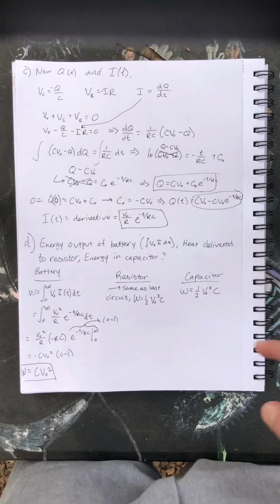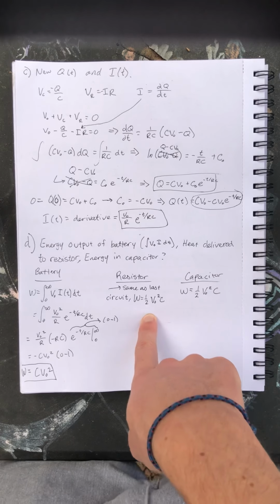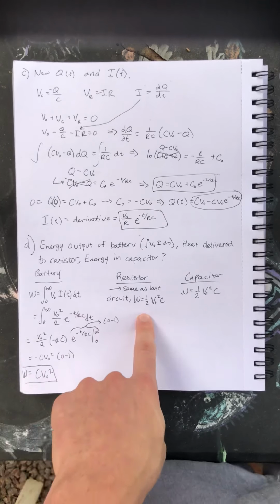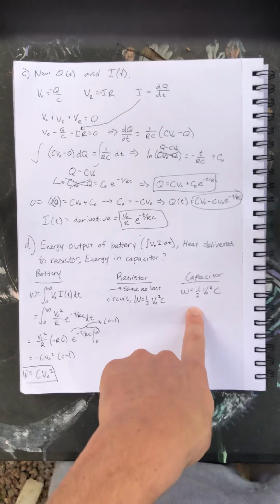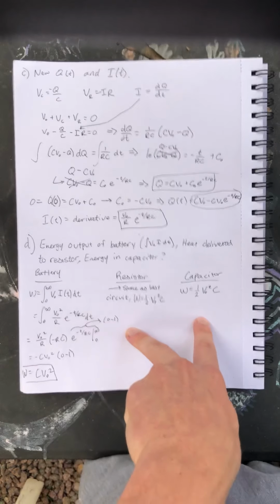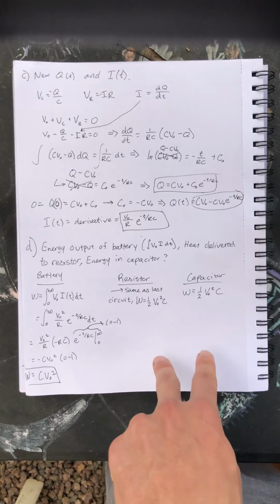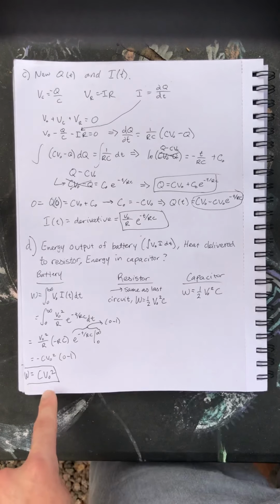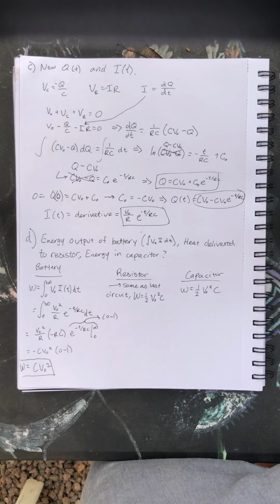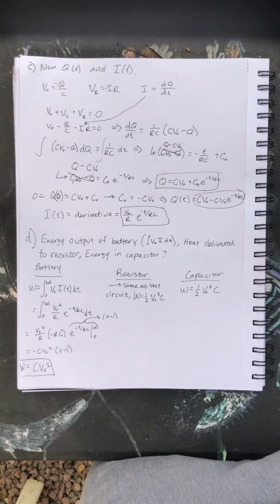But regardless, the resistor is going to be the same as the last circuit. There's no difference between these two, and so we can use the same equation there. And for the capacitor, we are also going to use the same equation as the previous parts. So both of these are going to be 1/2 V naught squared C, making it so that both the resistor and the capacitor take half of the work of the battery. And that is all. Thank you, and let me know if there's anything wrong or needing further explanation.